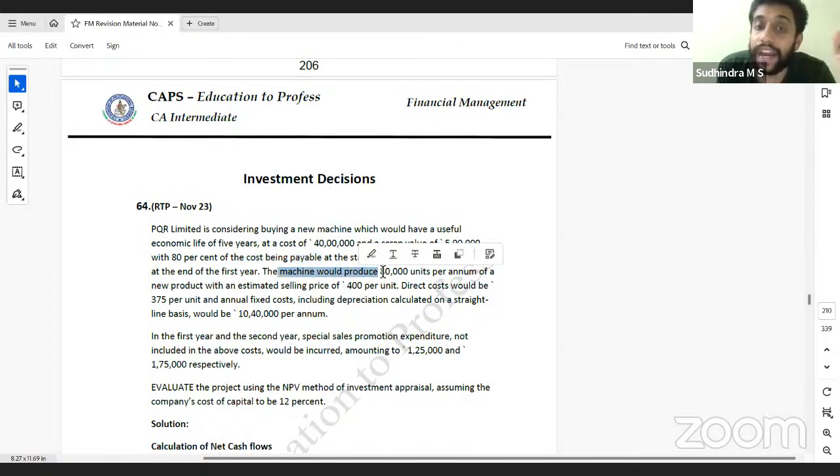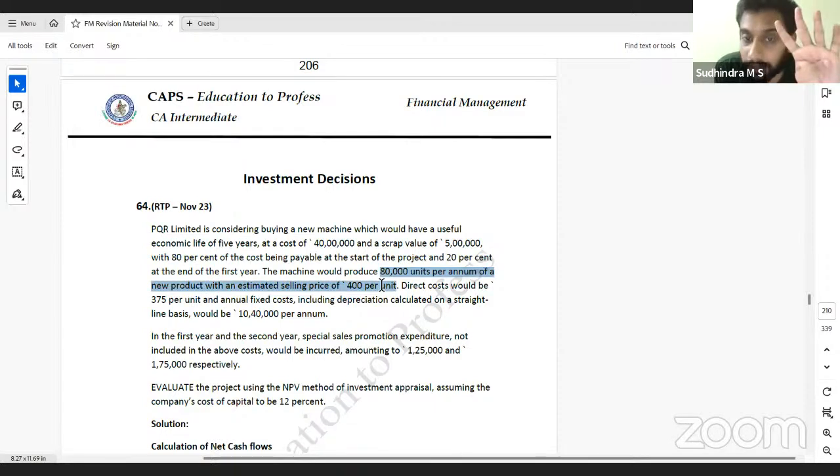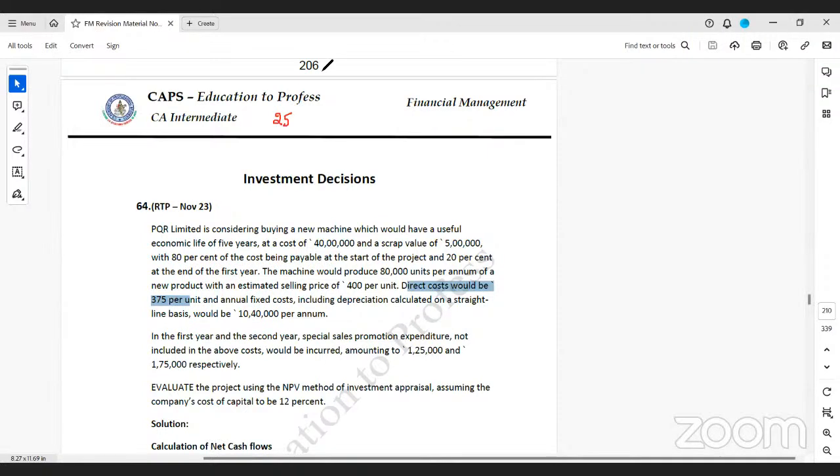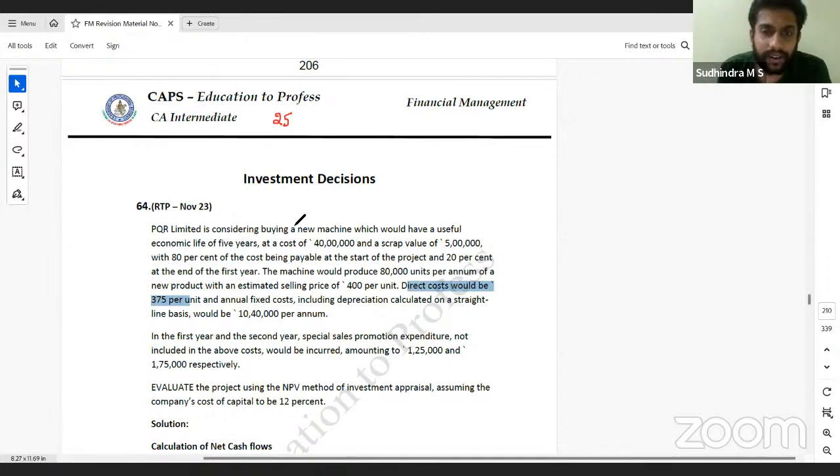The machine would produce 80,000 units per annum of a new product with an estimated selling price of rupees 400. This is breaking, you speak, we can't hear. Am I audible? Yes, sir.